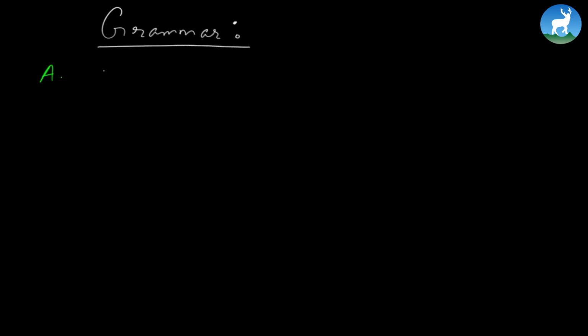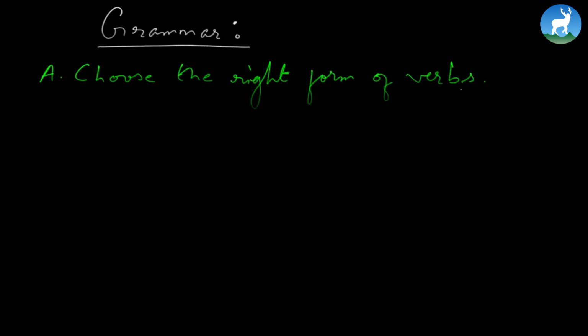Okay, so here in the first one, the exercise instructs us to choose the right form of verbs. From the verbs given, we have to choose the right form of the verb that fits the sentence. But before we begin this, we have to know what a verb is. How do you define it, right?